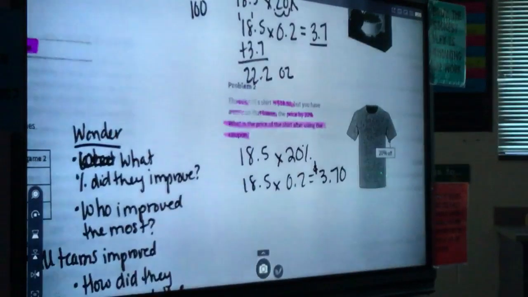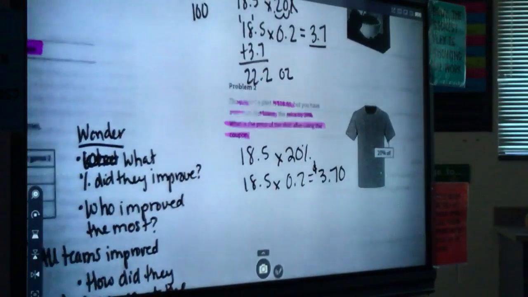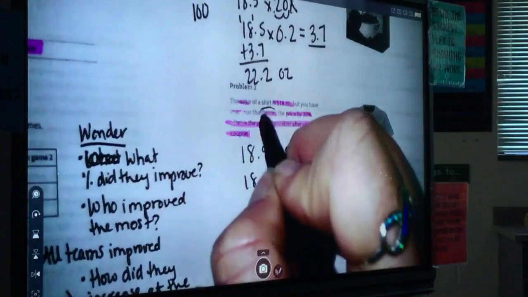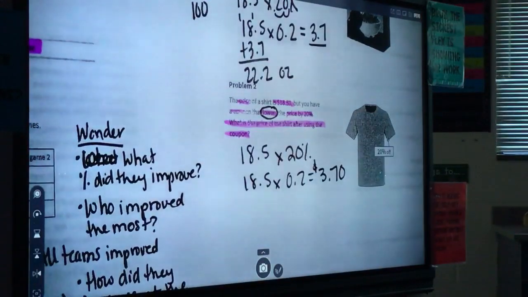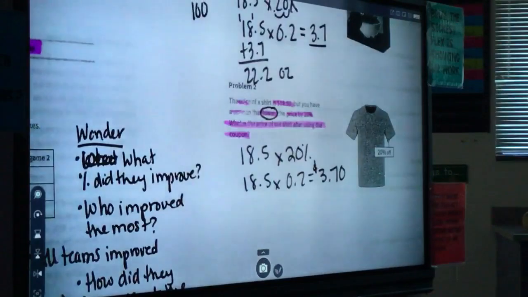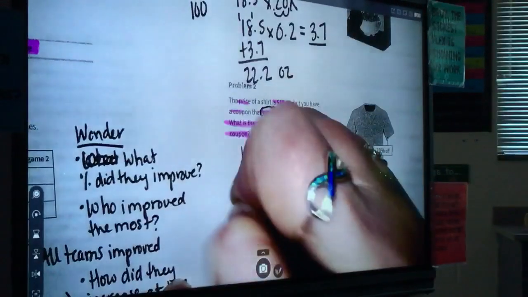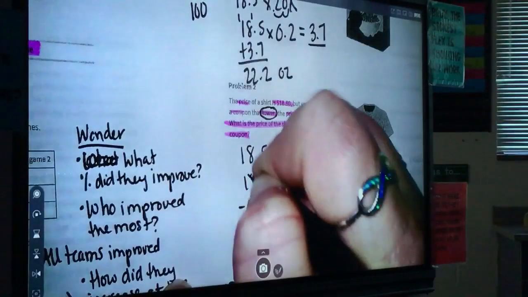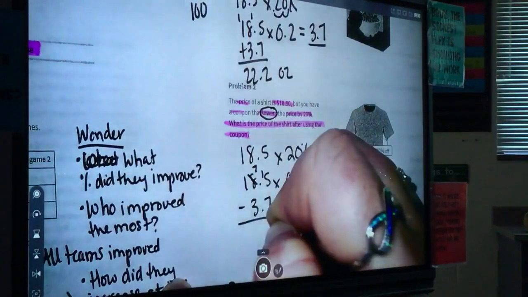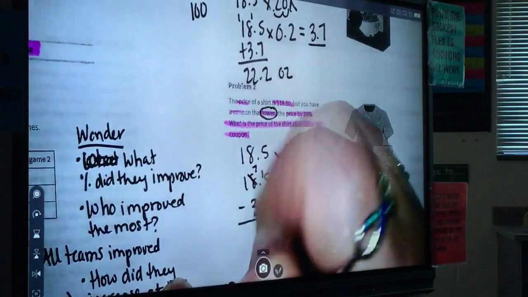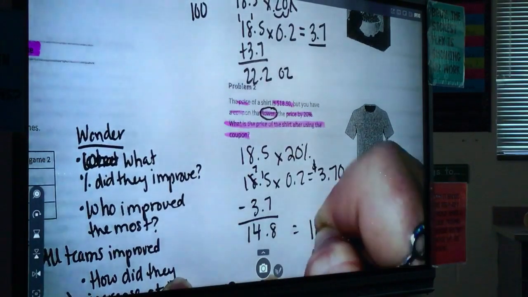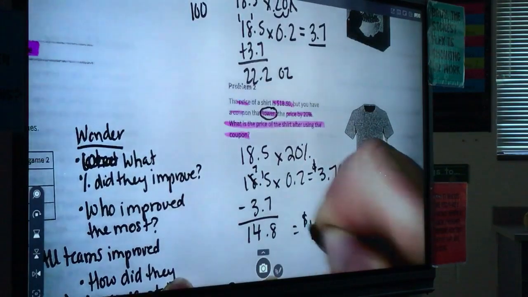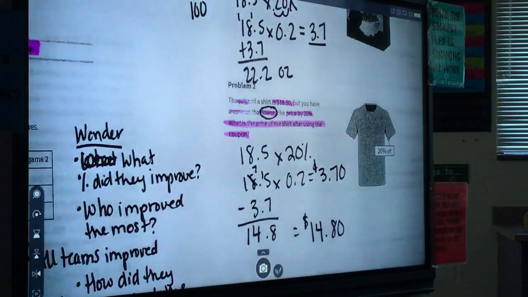That gives me $3.70, because remember, we're dealing with money, right? Now, the key word in this one tells us lowers. So what are we going to do if we're lowering our price? Easton? What are we going to do? Travis? Subtract. So I'm going to do 18.5 minus 3 7/10. So I end up with $14.80 is how much the shirt is going to cost me after using my coupon.